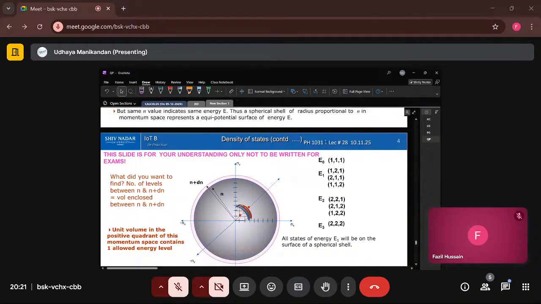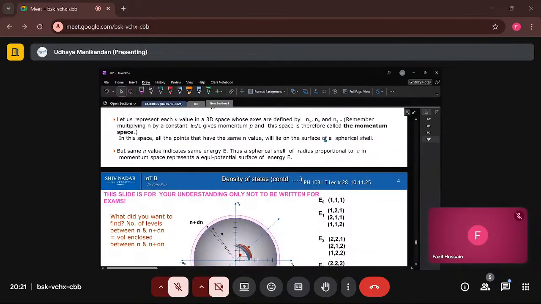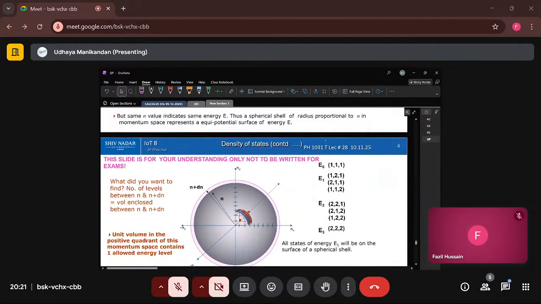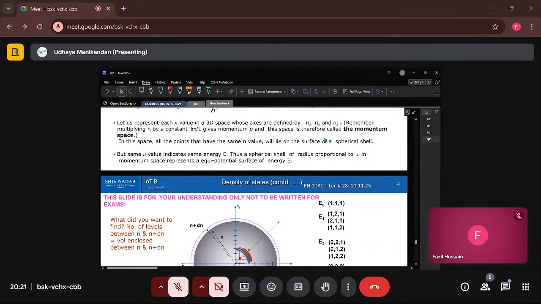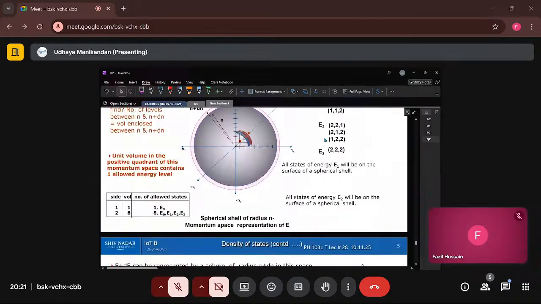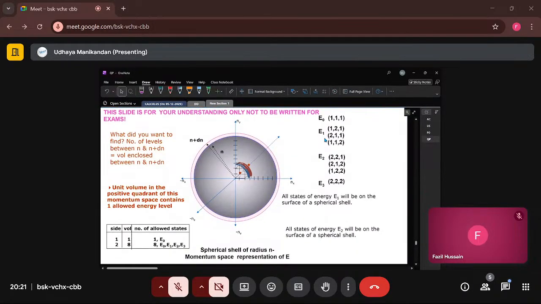So all this is given to understand that whatever points have the same n value, if you multiply nx, ny, and nz by the constant, they'll all have a certain momentum. And the same n value means the same energy. So it's all the same equipotential surface which you're talking about. This is a sphere kind of thing that has the same energy. So we all know that.